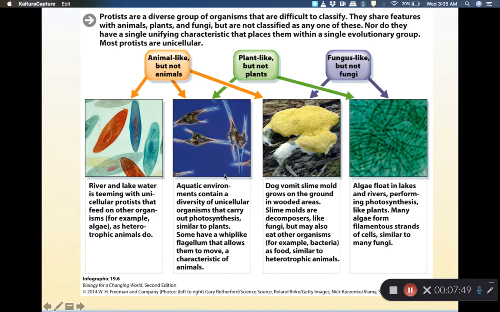They can be unicellular or multicellular. They can have flagella and be able to move very animal-like. But when you look at these slime molds, their physiology, you would think, well, because they're acting as a decomposer, they're more likely to be a fungi. But ultimately, they're not. The idea is protists are often animal-like, plant-like, or fungus-like, but ultimately do not possess enough of the characteristics to really be considered a plant, fungi, or animal.